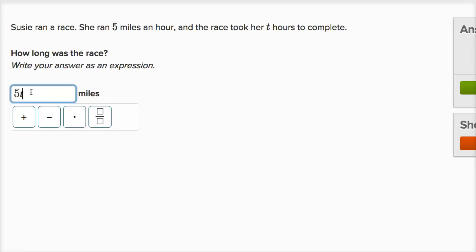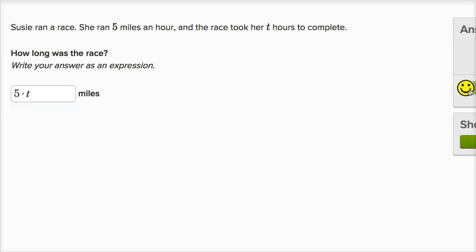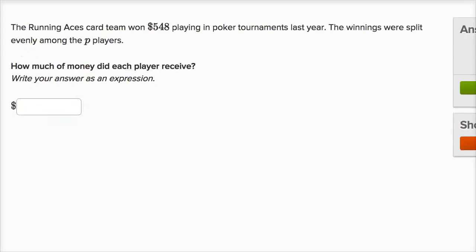Now another way you could have done it is you could have used this little dot symbol here. This is not a decimal. It sits higher than a decimal, and it means multiplication. 5 times t. Either of these, 5·t or 5t, means 5 times t. It makes sense. You take your speed times your time, and you'll figure out how far you actually went. Check my answer here. Let's do a few more of these.